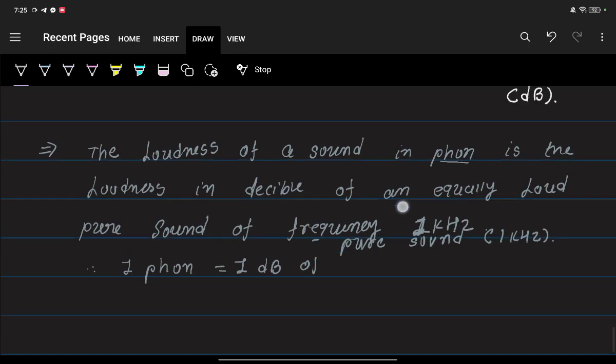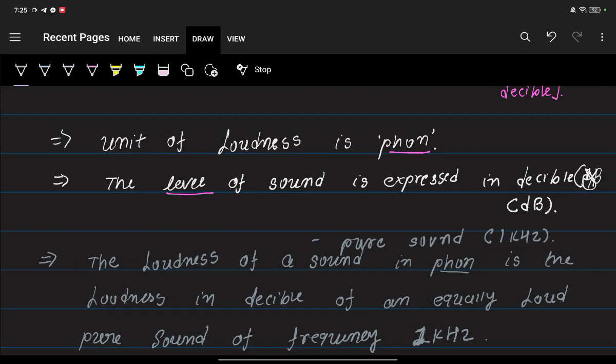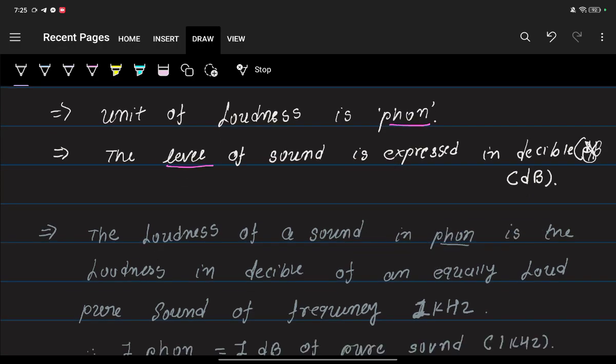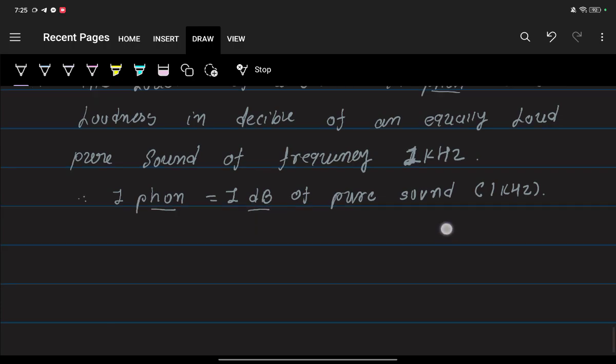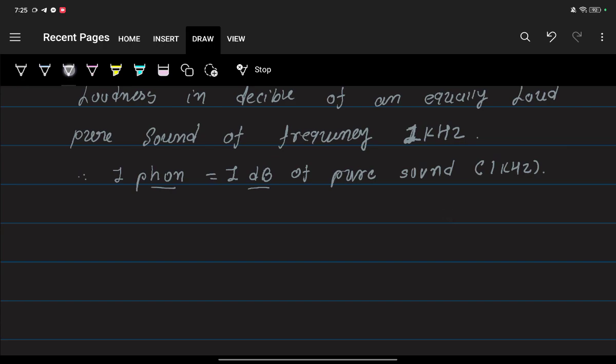So again, phon is the unit of loudness, and the decibel is the level of sound. Thus both the phon and the decibel scales agree at the frequency 1 kilohertz. Basically at 1 kilohertz both these units give you the same values. So again, from the previous equation, the previous equation was L is equal to K log I to the base 10.